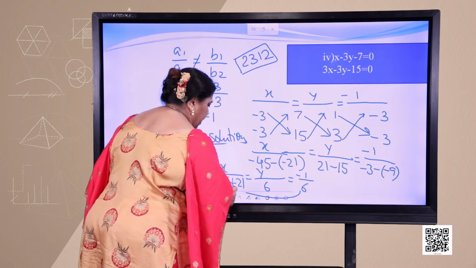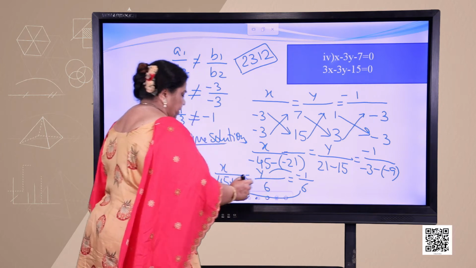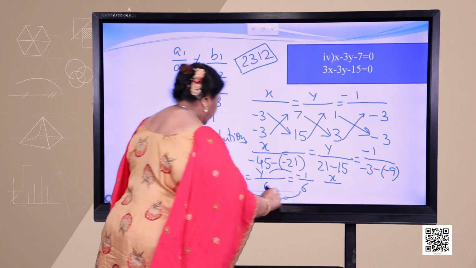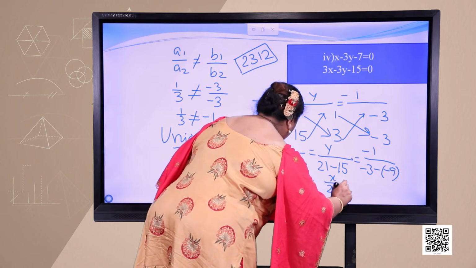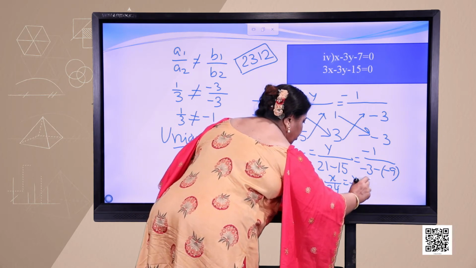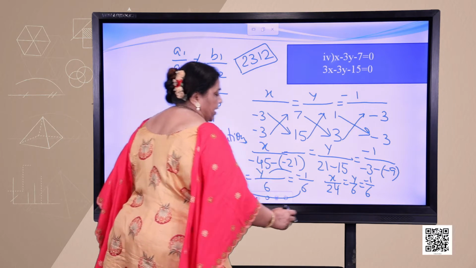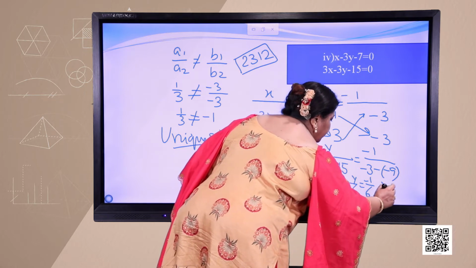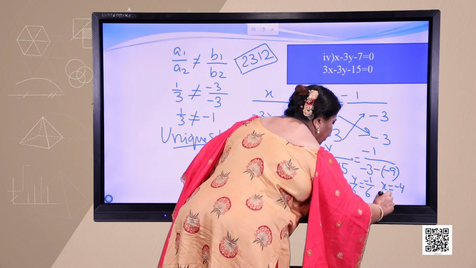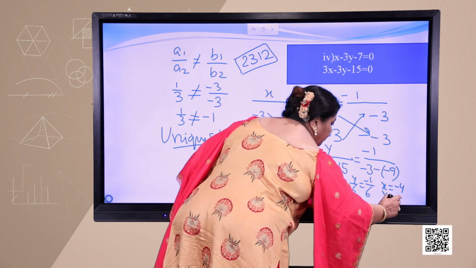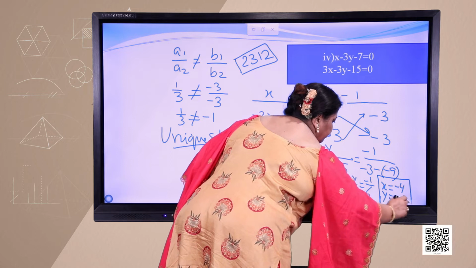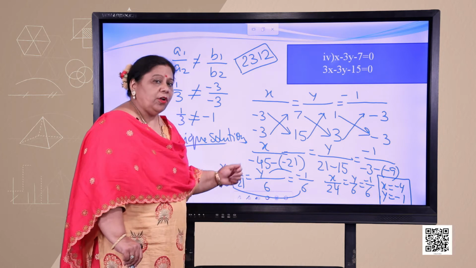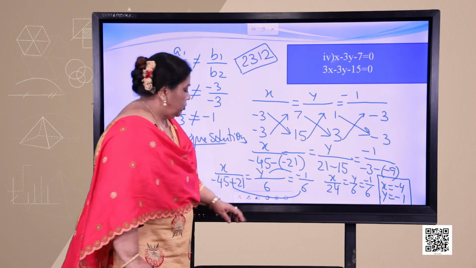Now, let me compare these. If I equate, I will get the value of x as 45 minus 21, it is 24, is equal to y upon 6 is equal to minus 1 upon 6. So, value of x is minus 24 upon 6. So, it is minus 4 and value of y is minus 1. In this way, we can solve the pair of linear equations using cross multiplication method. Now, let us look into the next part.